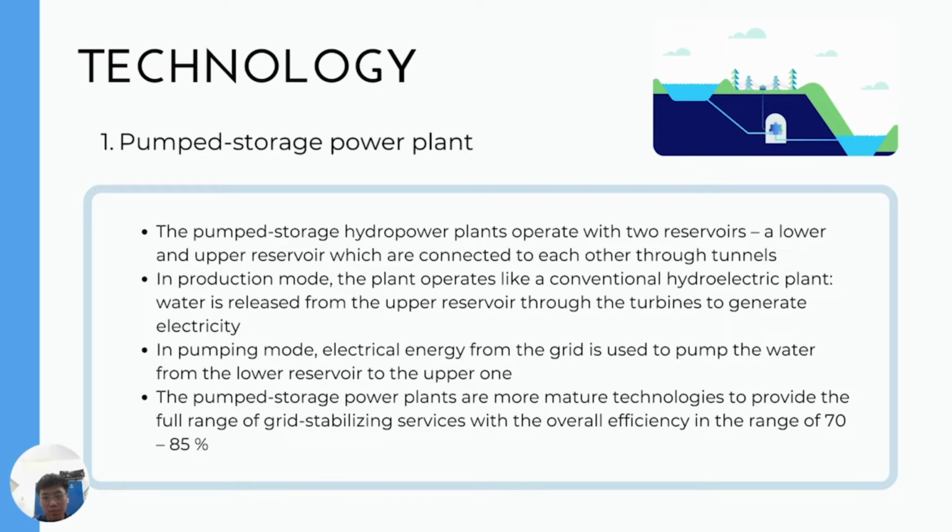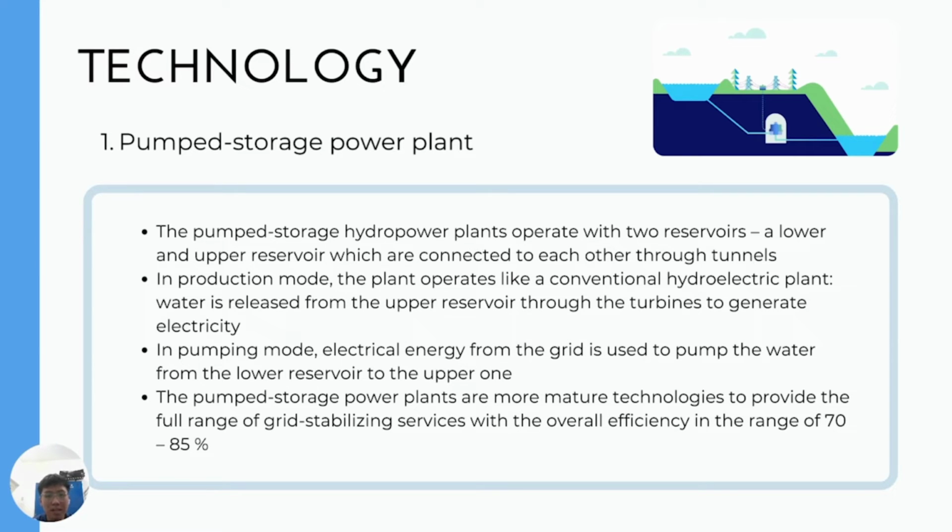The pump storage hydropower plants operate with two reservoirs, a lower and an upper reservoir, which are connected to each other through tunnels. It is divided into two modes in the process of electricity generation. In production mode, the plant operates like a conventional hydroelectric plant. Water is released from the upper reservoir through the turbines to generate electricity.